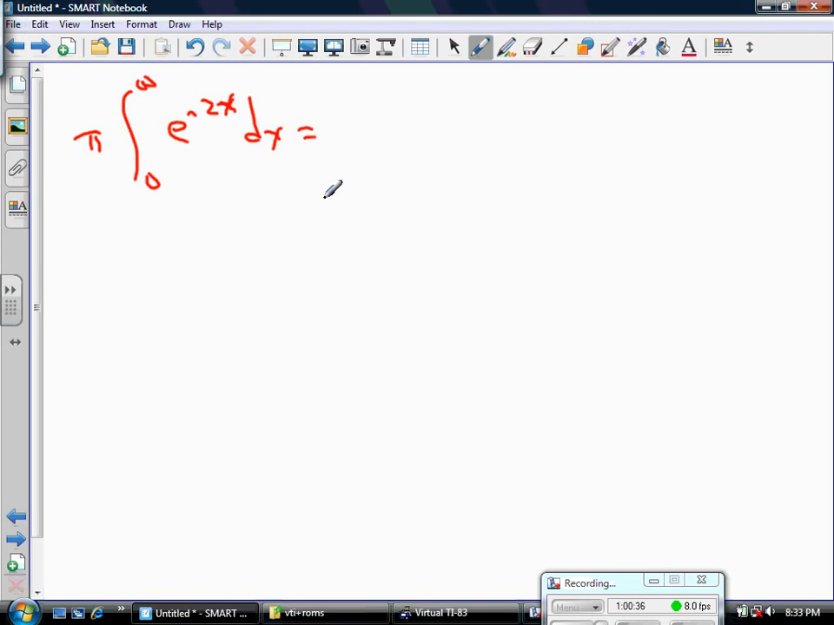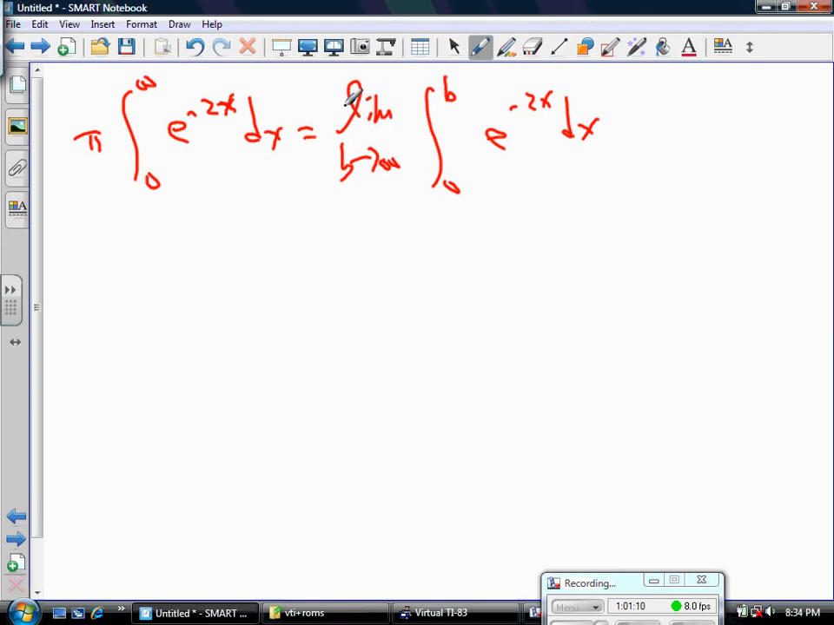You have to rewrite it as a limit because it's an improper integral. The limit as b goes to infinity of the integral from 0 to b of e to the negative 2x dx. Now remember, we did this already. U was negative 2x, du is negative 2 dx. Replace dx with negative 1/2 du. So you're integrating negative 1/2 e to the u du. What's the integral of e to the u du? E to the u, and u is negative 2x.